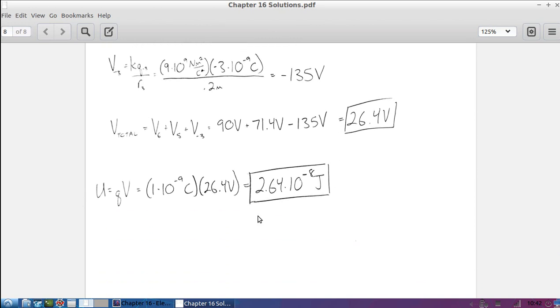Second part of the problem, put a charge at that location, multiply it by the potential, and then I have the potential energy of the system at that location. So I get 2.64 times 10 to the negative 8 joules.